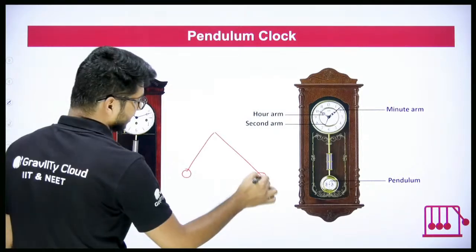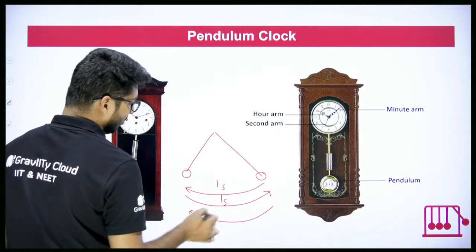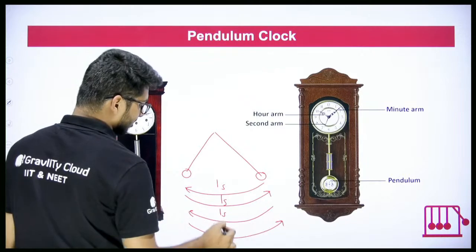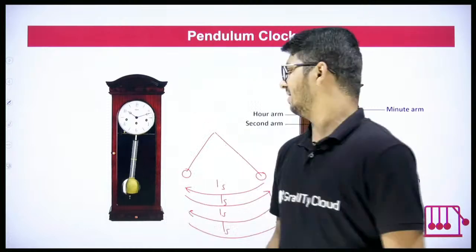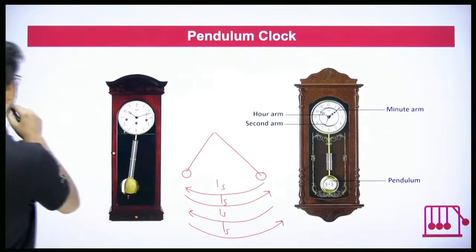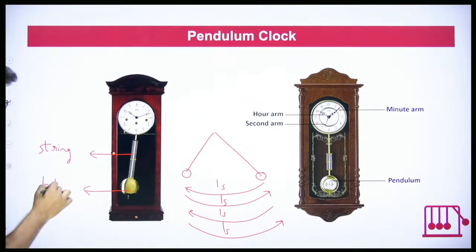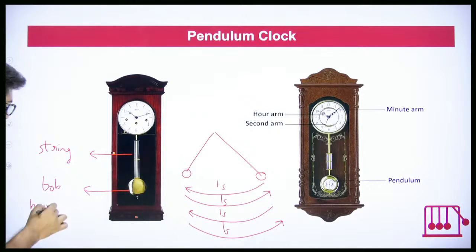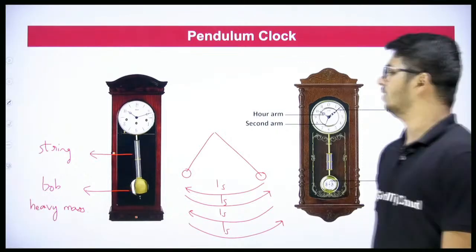to the other end, the time taken will be 1 second. Then again back, 1 second. Then again 1 second. Then again 1 second. It's like a swing. Clear? That's a pendulum clock. And here in the pendulum clock, this is like a thread or a string. And this is a heavy mass. That's it. Clear? That's a pendulum clock. Understood? Good. So even these were used.